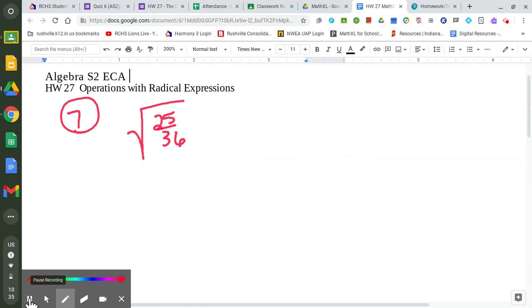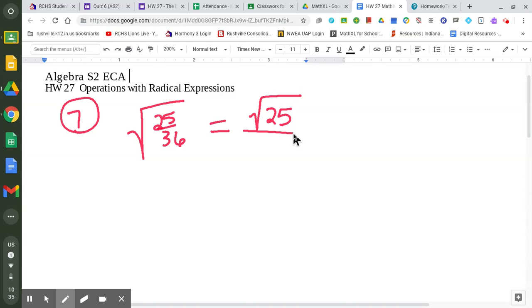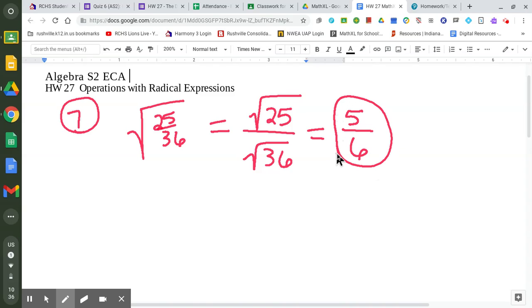Number 7, we're also dividing radicals, so we're going to separate that out. Square root of 25 over square root of 36. So the square root of 25 is 5 over square root of 36 is 6. It's reduced, so that's my answer.